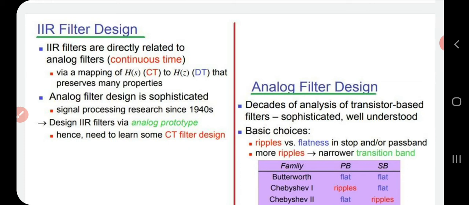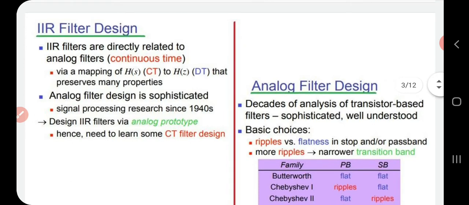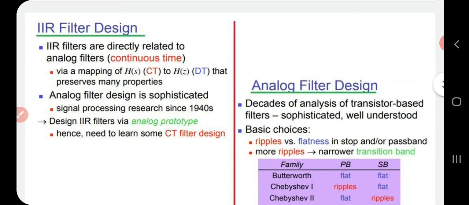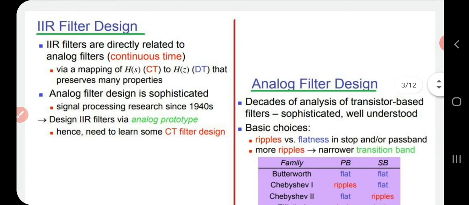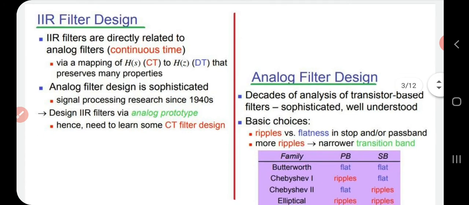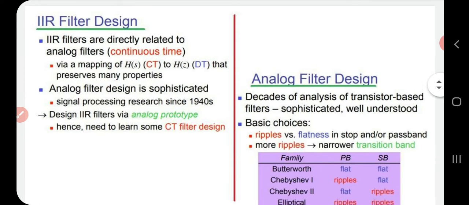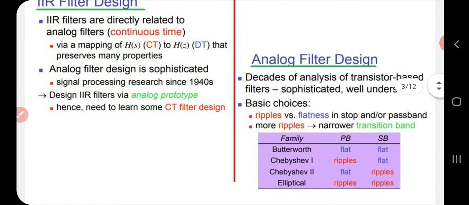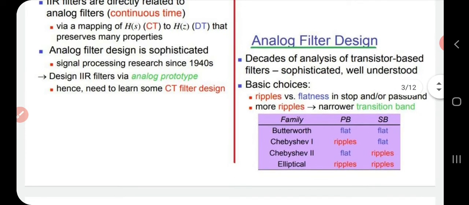So conversion of an analog filter to a digital filter means mapping or transformation of the transfer function H(s) in continuous time, that of an analog filter, to a transfer function H(z) of a digital filter in discrete time, that preserves many properties. I have already told that it is the transfer function that is getting converted while you are transforming an analog filter to a digital filter. That is a transformation from continuous time to discrete time, that is from H(s) to H(z). Analog filters were first developed since 1940, and digital filters are actually designed from the analog prototype.